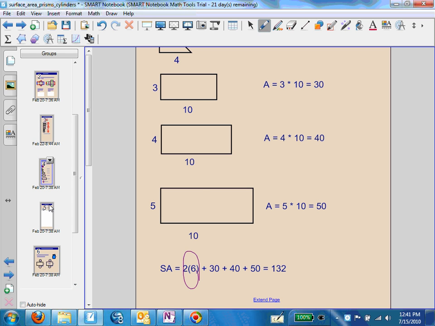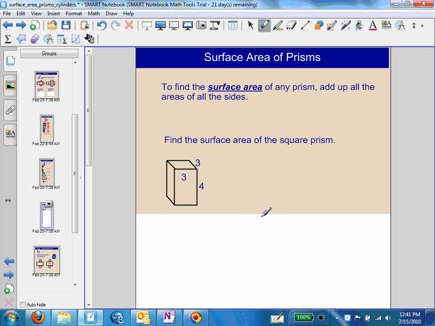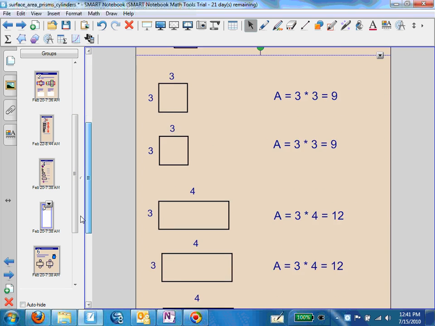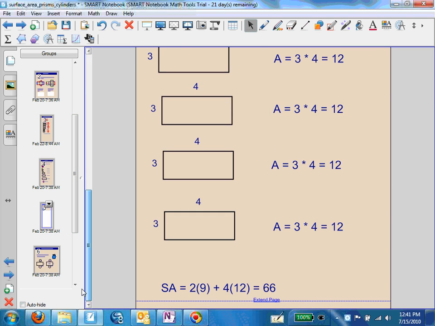In our next example, we're finding the surface area of a square prism. Here, since we know that this base is a square, we know that the bottom base is also a square, we can actually do some shortcuts with this. I have it written out the long way, but let's talk about some shortcuts.